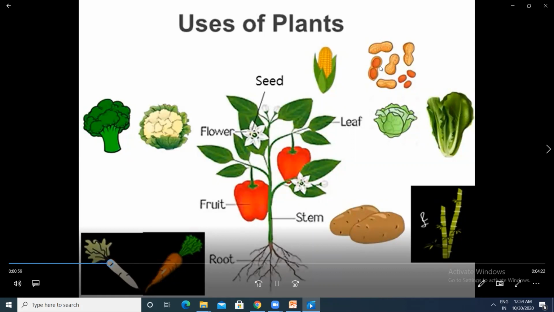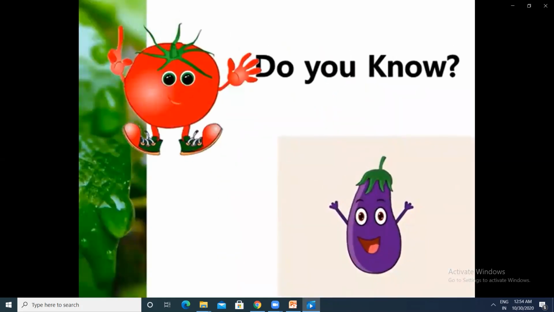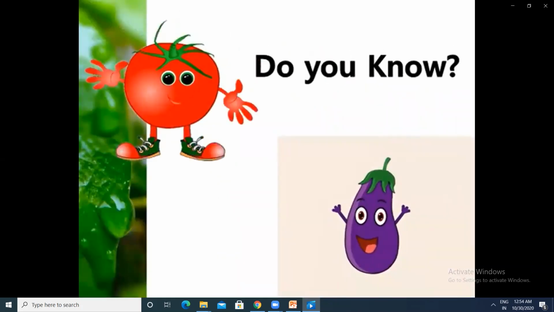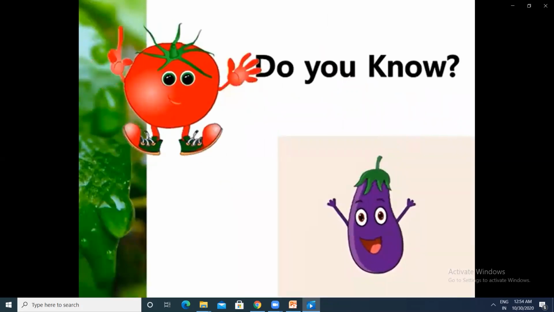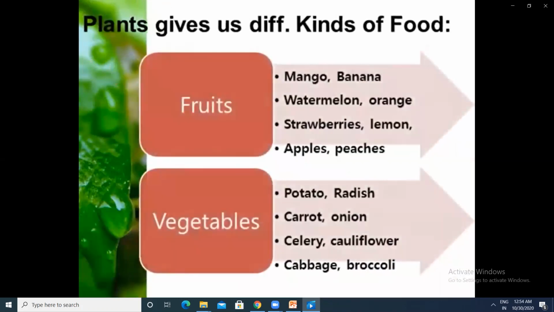So children, we eat each part of the plant, or we can say that from each part we get a food item. Okay, so children, this is a very interesting fact. Do you know that the tomato and brinjal are fruits? They are not vegetables. Okay, now let's see. The plant gives us different kinds of food.